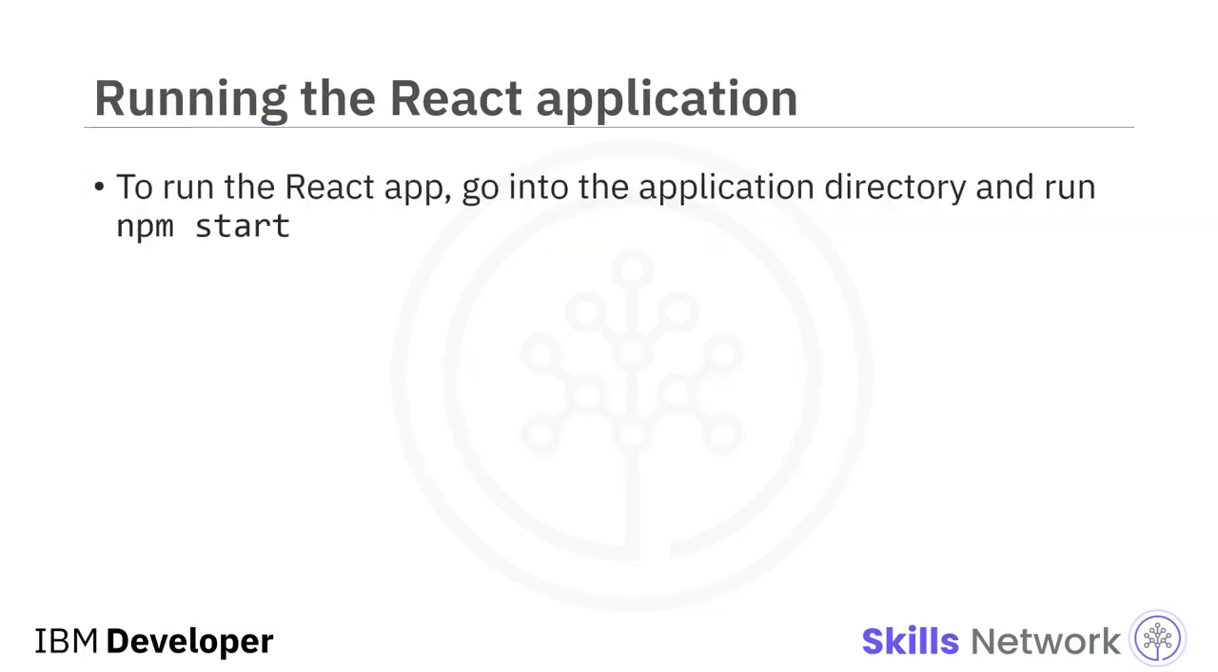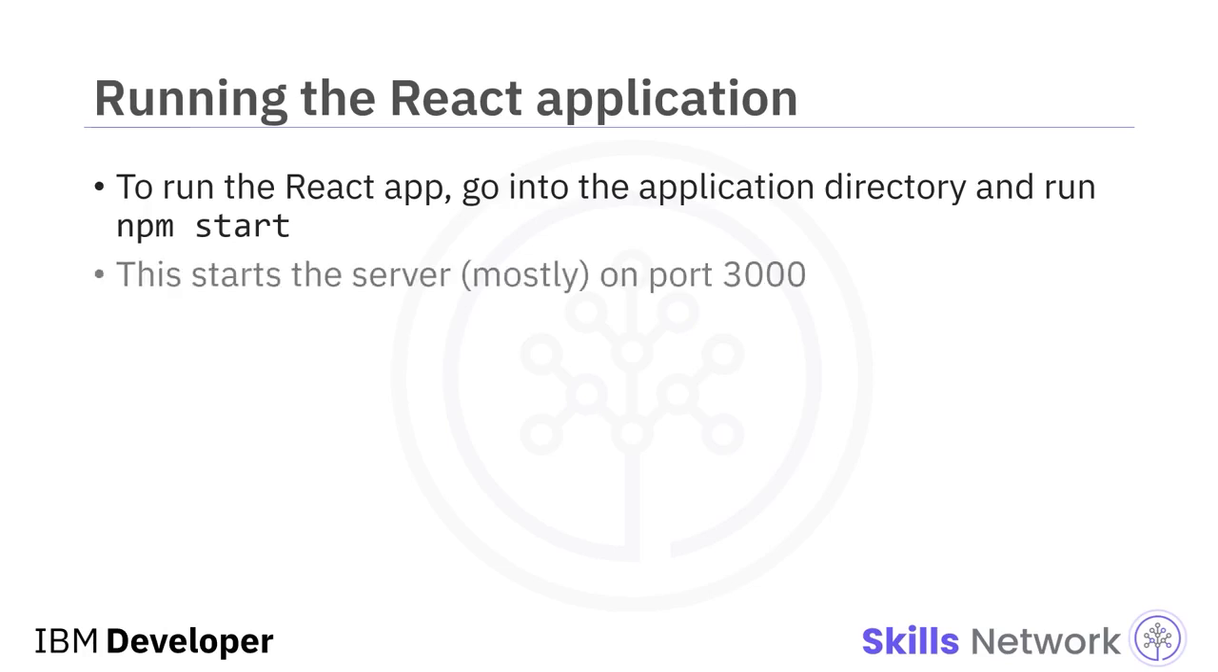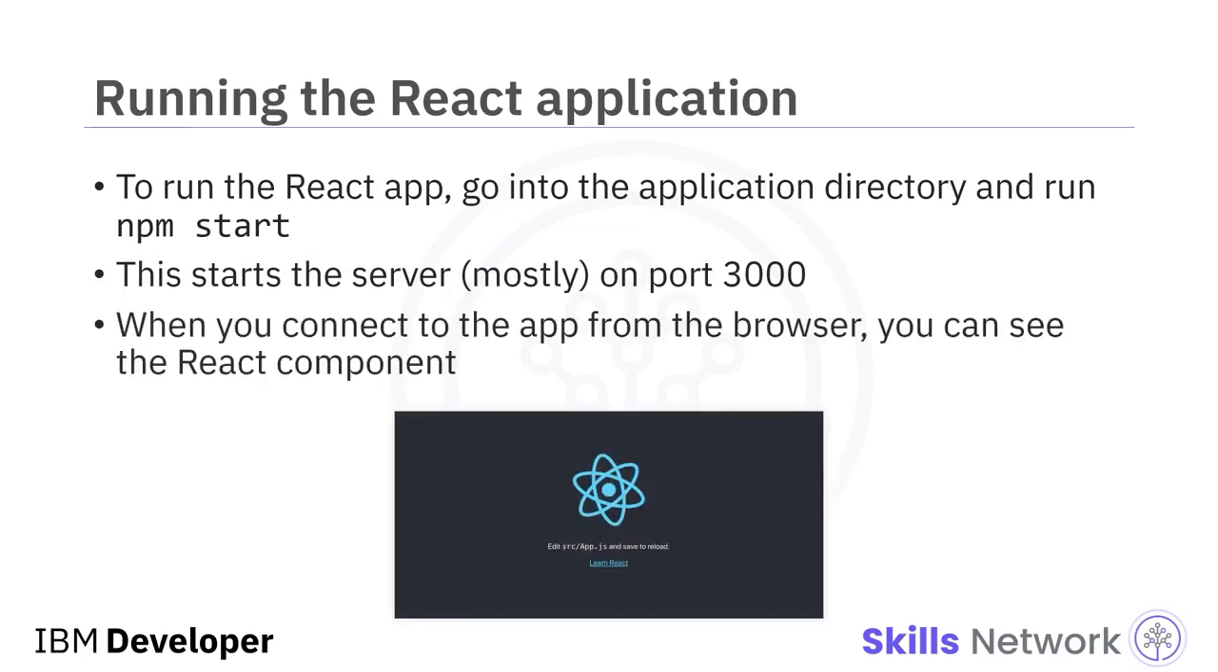To run the React application, you go into the application directory and run npm start, which starts the server, mostly on port 3000. You can see the React component when you connect to the application from the browser. The page that you see is the default React application that has been created. You can make changes and add more nested components to make it a full-fledged React front-end application.